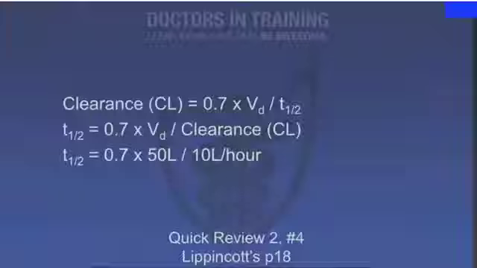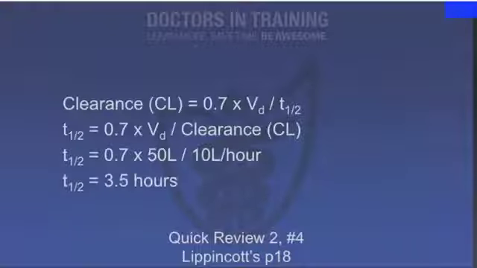The patient clears this drug from plasma at a rate of 10 liters per hour. What's the half-life? So you use your equation for clearance, which is 0.7 times the volume of distribution divided by the half-life. You rearrange the equation to calculate your half-life. So you get 0.7 times the volume of distribution divided by your clearance. The volume of distribution is 50, multiply that times 0.7, divide that by 10, you get 3.5 hours.